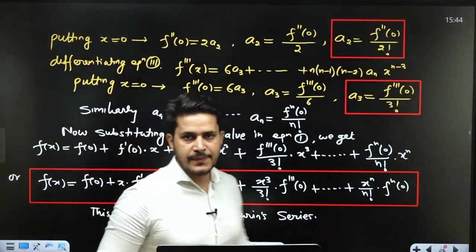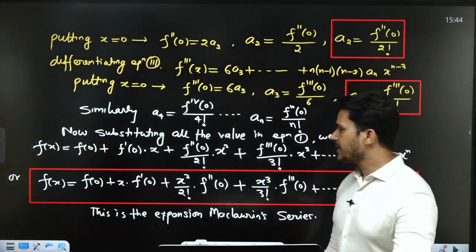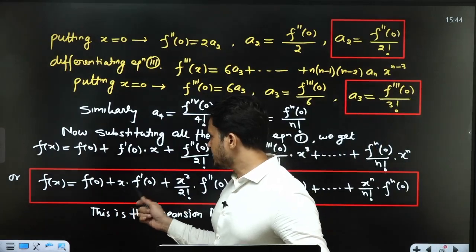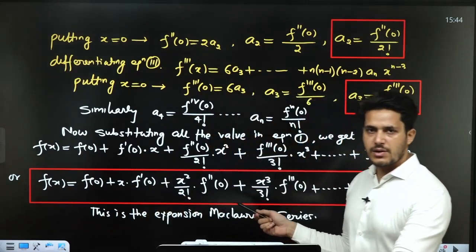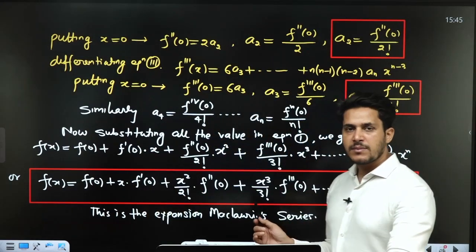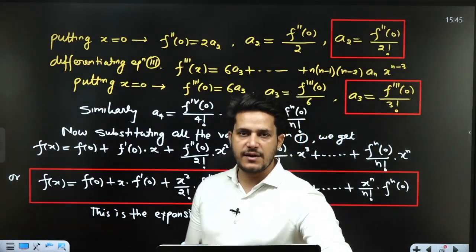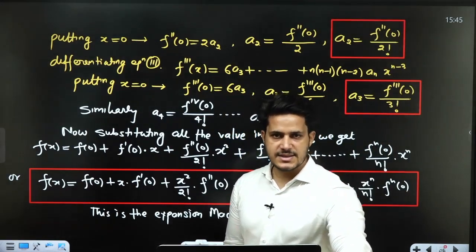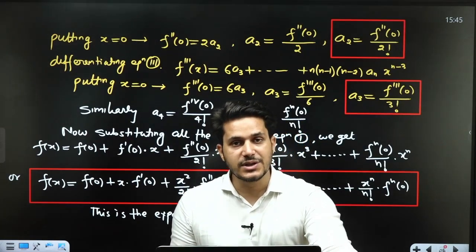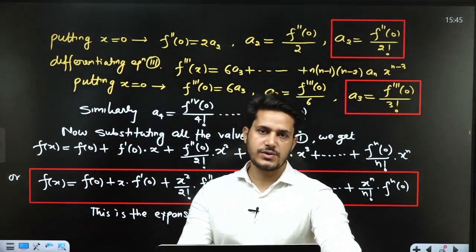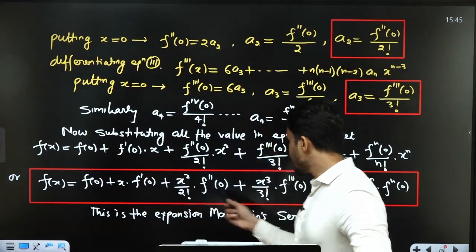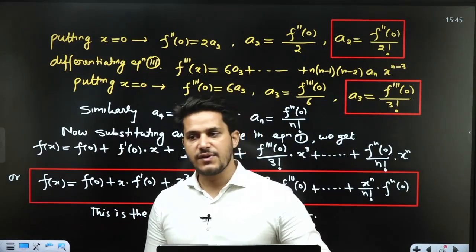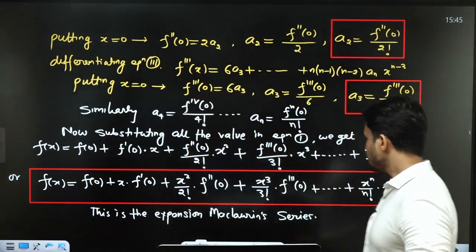The function which is expandable can be expanded with the help of this series fx equal to f0, x into f dash 0, x square upon 2 factorial f double dash 0, and so on. Means you have to find the successive derivative of the given function fx, f dash x, f double dash x, f triple dash x, and put the value x equal to 0 there, and after substituting in this formula you will get the desired expansion of the given function, right?